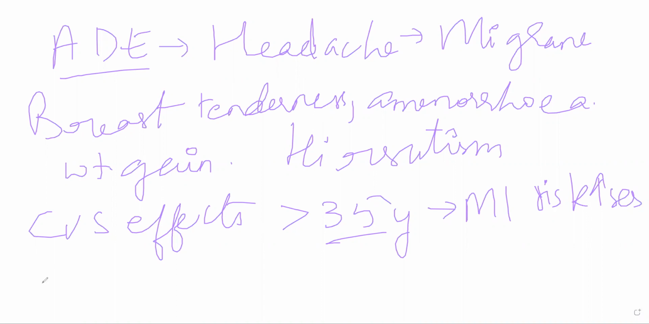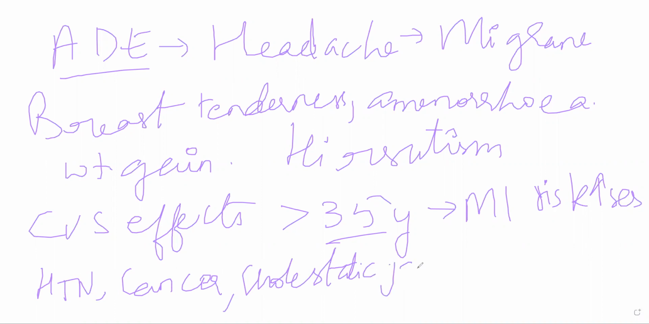Other than that, it can cause hypertension. The patient might develop hypertension. It can cause cancer, cervical cancer or breast cancer. It can cause cholestatic jaundice, obstructive jaundice भी बोलते हैं इसको. Cholestatic jaundice, it can lead to gallstone, या glucose tolerance, so diabetes develop हो सकता. Glucose tolerance gets impaired essentially, and depression, so mood disorders भी होते.